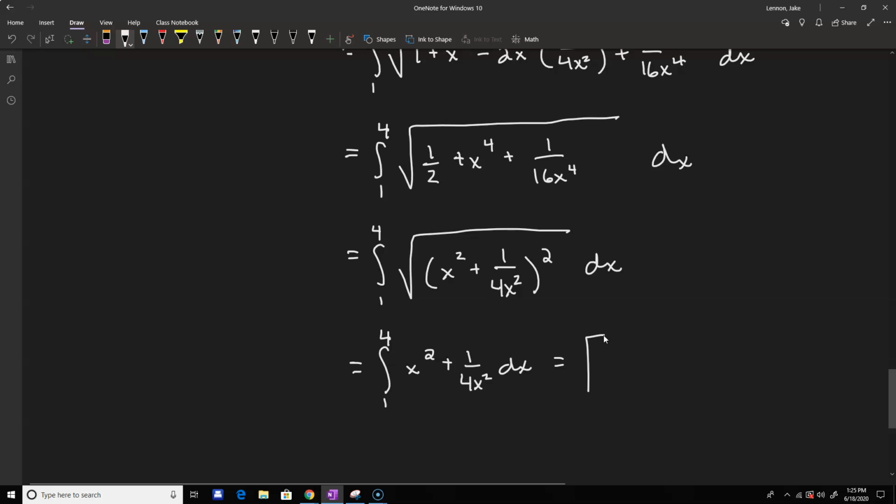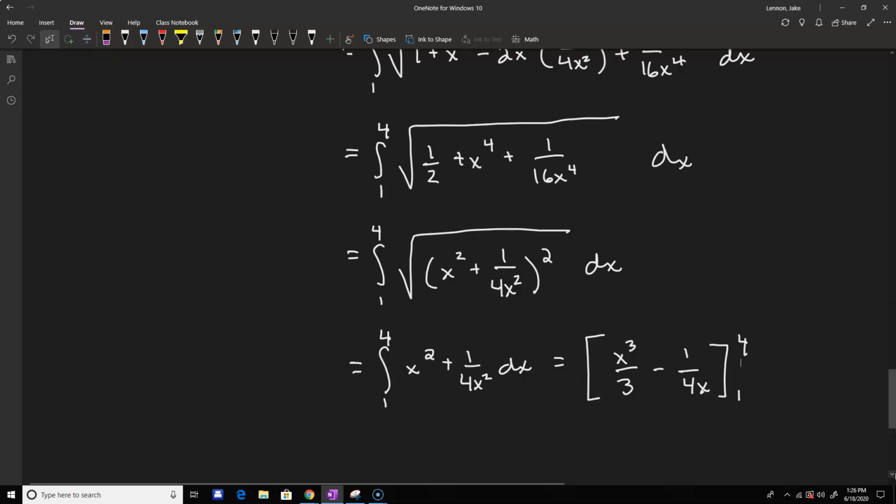And those are relatively simple antiderivatives. X squared is just the power rule, so it becomes x cubed over 3. And then the second one, you can rewrite it as 1/4 times x to the negative second. If you add 1 to the power, it's just going to become x to the negative 1. So it's going to become a minus 1 over 4, and then the x in the denominator. And this is from 1 to 4.